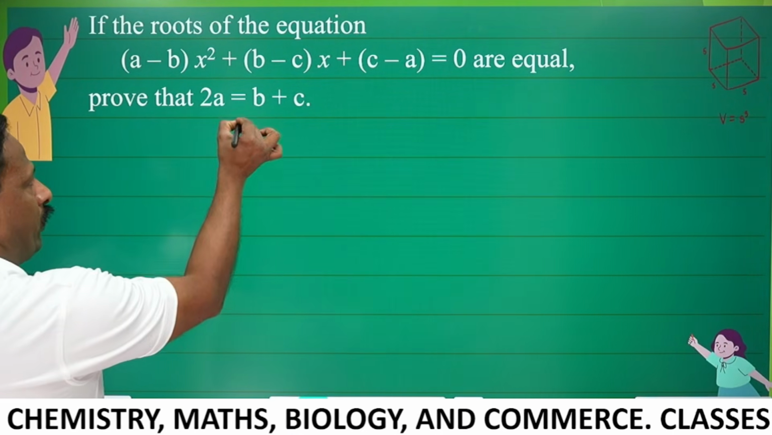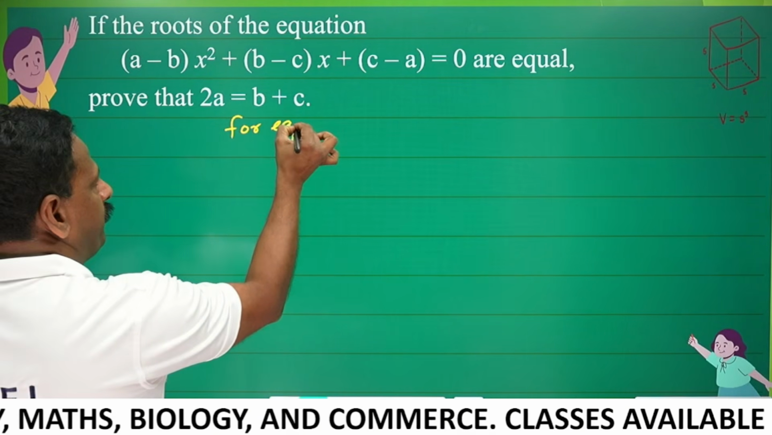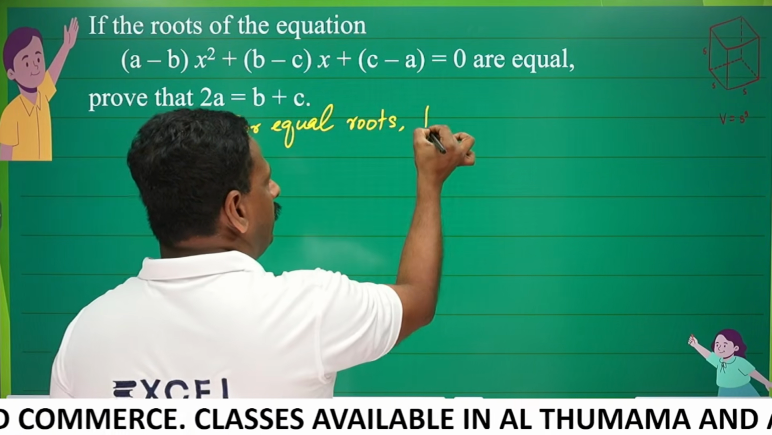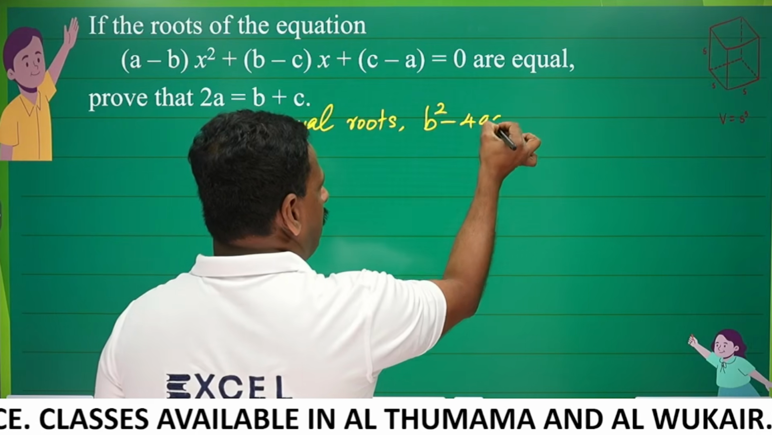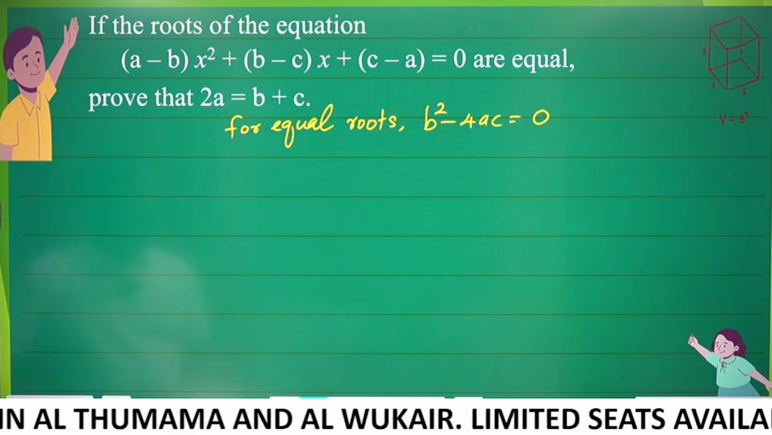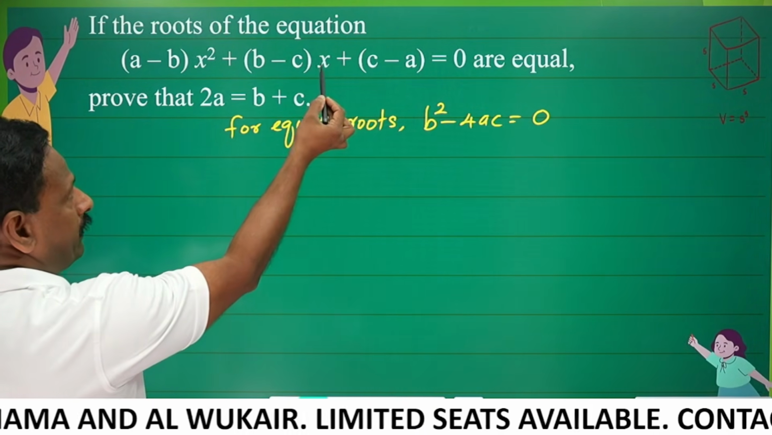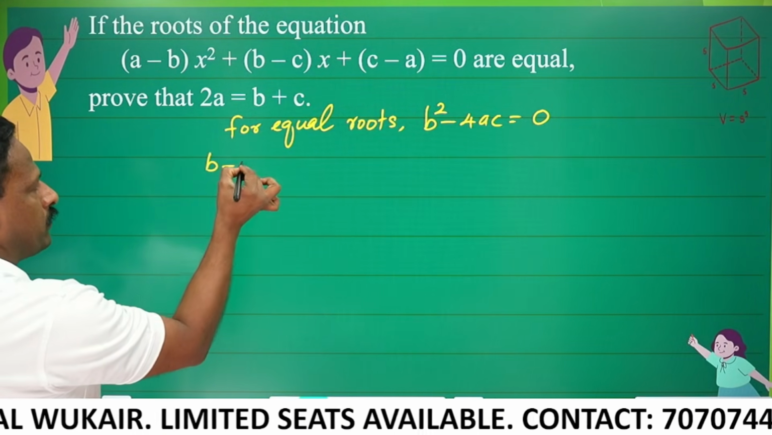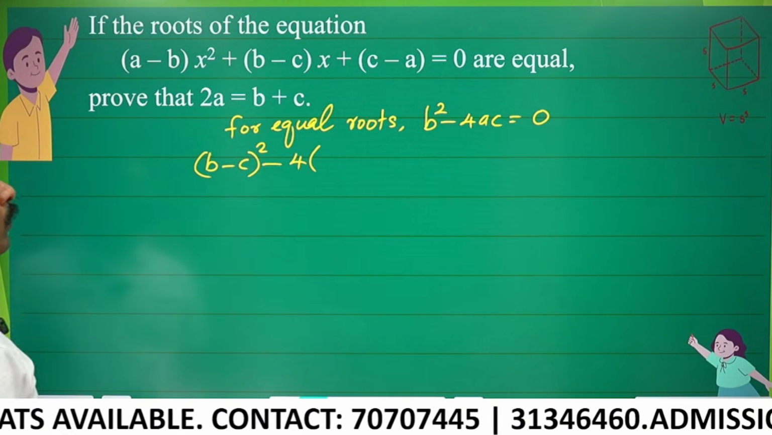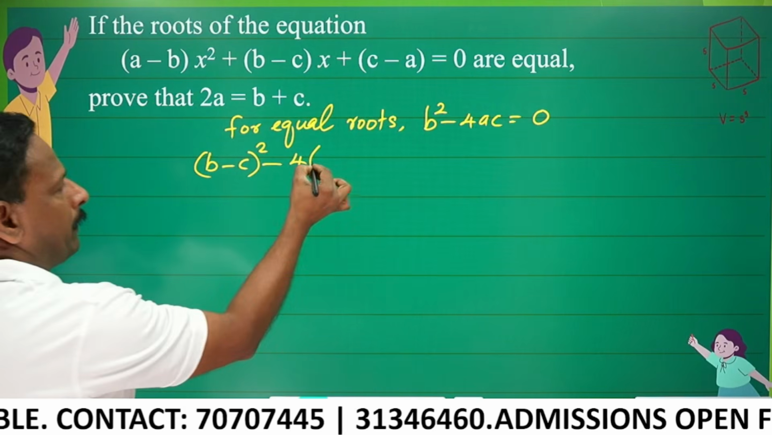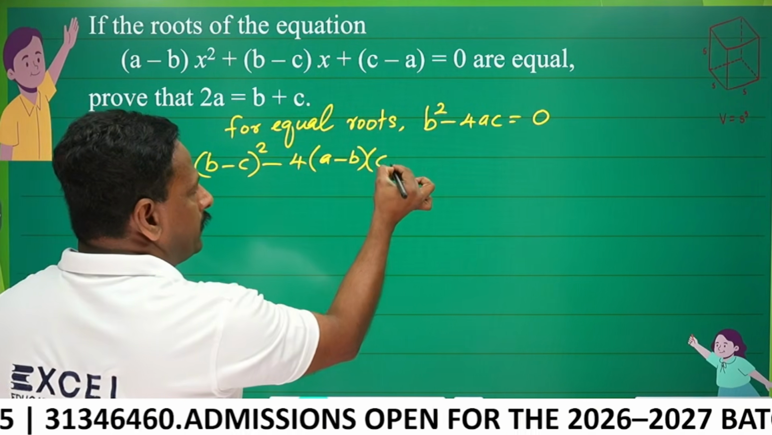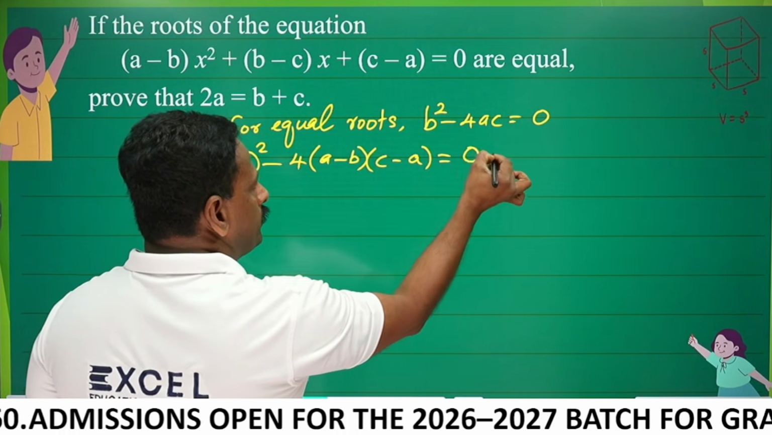So for equal roots, the discriminant, what is the discriminant? B square minus 4ac must be equal to 0. So let us see what is this b square minus 4ac. B is the coefficient of x. What is the coefficient of x? Coefficient of x is b minus c. So you will get (b minus c) whole square minus 4 into, what is a? A is the coefficient of x square, which is a minus b, into c. What is c? C is the constant term, that is c minus a equal to 0.